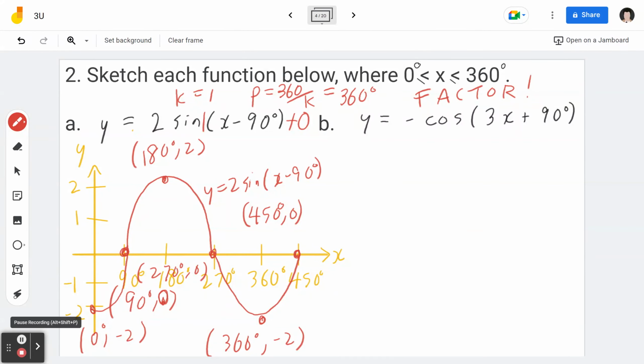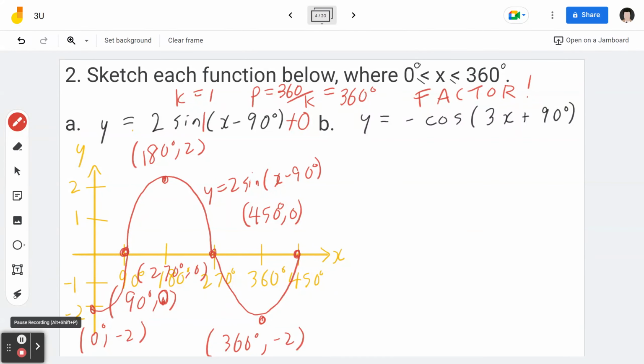Welcome back. Here's the first step. Again, we write this in factor form. So what I mean is we write it in terms of y equal to negative cosine, factor the 3 to the front. So 3, open bracket, x plus 30 degrees. Now, again, there are 3 steps to graphing this.